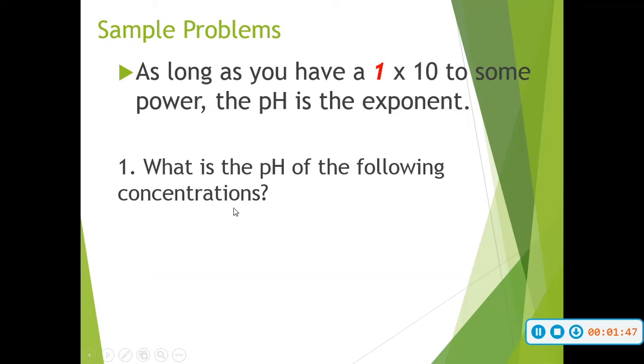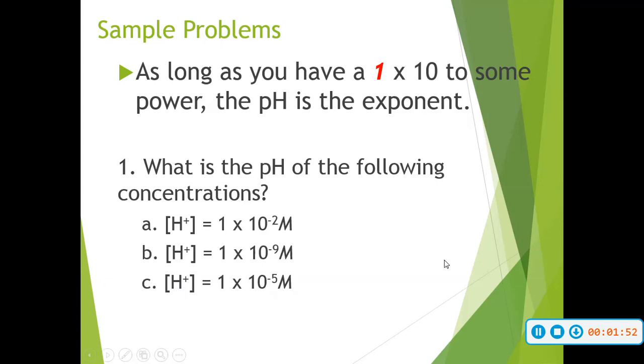If we take a look at these following examples, they all start with 1 times 10 for our hydrogen ion concentration. So that would mean the pH for A is going to be a pH of 2. And again, if we have a pH of 2, it's going to be an acid. If you want to try to figure out what the rest are on your own, go ahead and pause it right now, and then just play whenever you're ready.